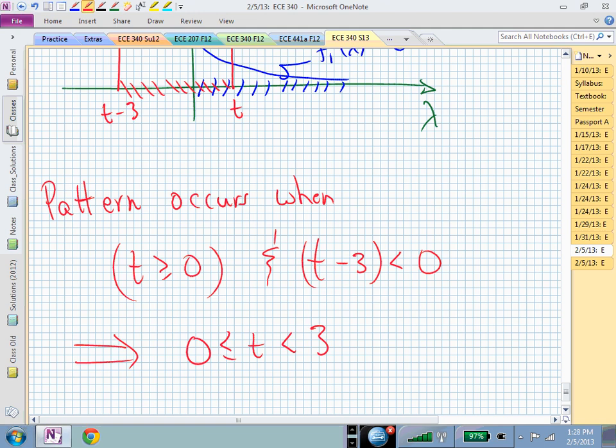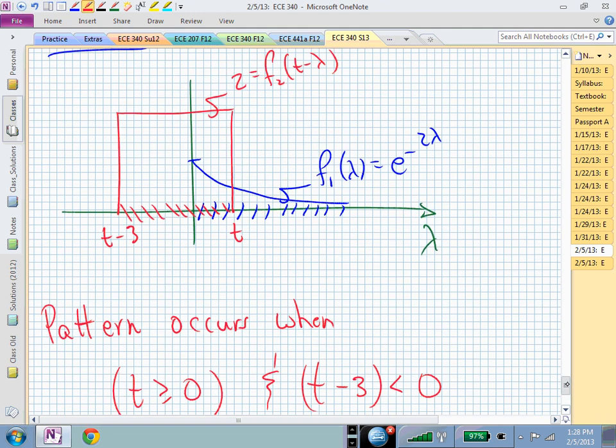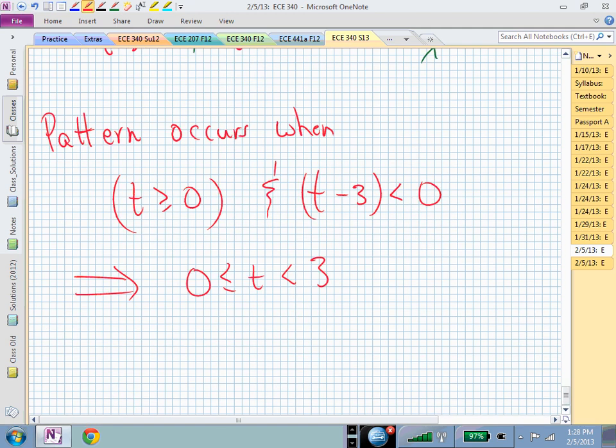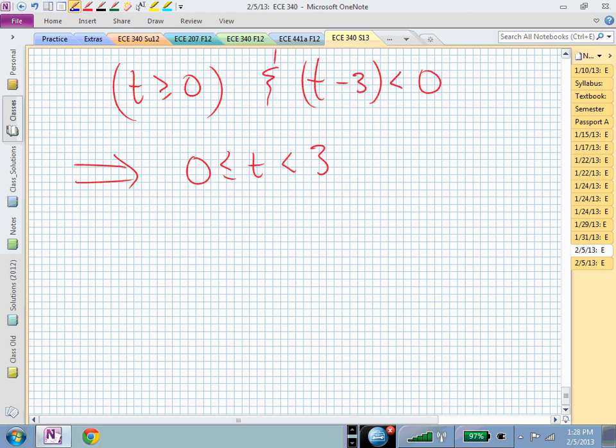So now whatever I calculate for y of t will be valid between these intervals of time t. Is it clear what I've done? I'm going to see this partial overlap pattern as long as t minus 3 remains to the left of 0 and t is to the right of 0. As soon as t minus 3 crosses over, then I have total overlap and my overlap pattern has changed. So I'm not going to look at that until I've figured this one out. Now I need to do the integral. Now I need to find the expression for y of t.